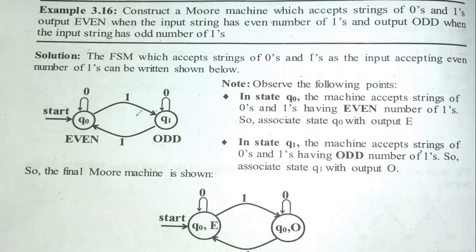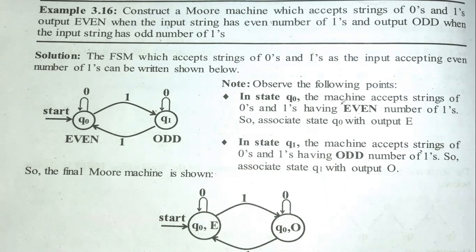For Q0 the transition for 1 goes over, and for Q1 the transition for 1 goes over. But Q0 and Q1 are both left with the 0 transition, the transition for alphabet 0, so we provide a self loop here. We don't have an issue with how many zeros are available; even or odd number of zeros doesn't matter. So this place we project as even and this place we project as odd. Now we have observed the following point.